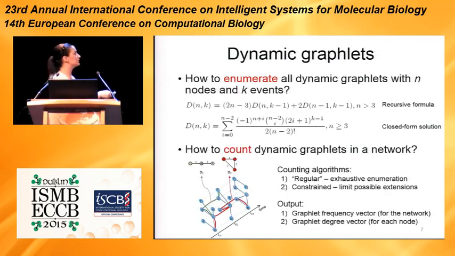And then the question is, how do you count how many times each of the graphlets appears in a network? We have 2 ways to count this. One is exhaustive enumeration, whereas the second one is more approximate counting. The output of our methodology is either how many times each of the graphlets of interest appears in the whole network, so we get a graphlet frequency vector for the whole network, or how many times a node participates in each of the graphlets, in which case we get the graphlet degree vector of a node.